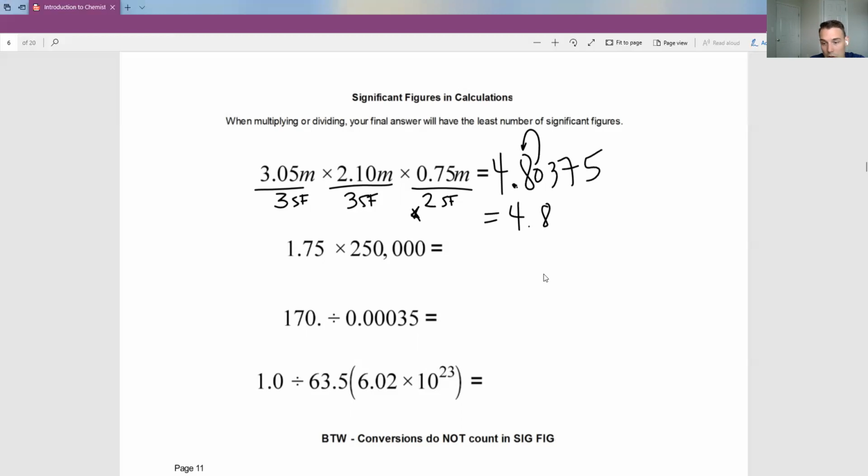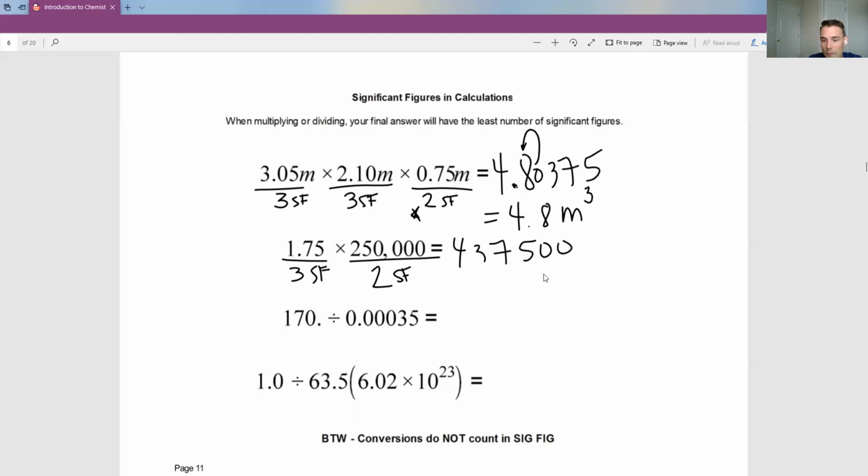And we had just talked about how we need units. Since it's meter times meter times meter, it's going to be meter cubed. All right. And so now for the next one, 1.75 times 250,000. 1.75 has 3 sig figs. 250,000 has 2 sig figs. Put that into your calculator, you get 437,500. Okay. I need 2 sig figs.